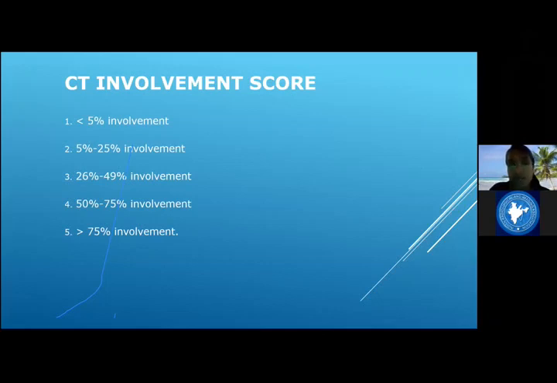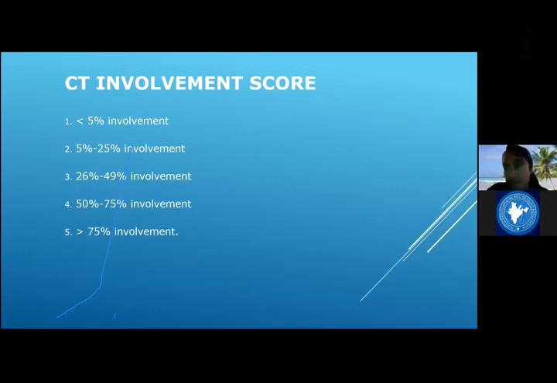We have to see the involvement of the lungs in each lobe. If the involvement is 0, we give it the score as 0. If there is very minimal involvement, that is less than 5%, we give the score as 1. 5 to 25%, that is less than 1/4 involvement, we give 2. Less than half, we give 3. If it is 50 to 75%, we give 4. And more than 75%, we give a score of 5. So each lobe we give a score of from 0 to 5.